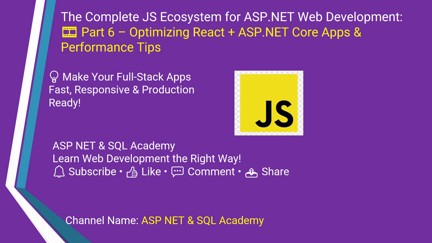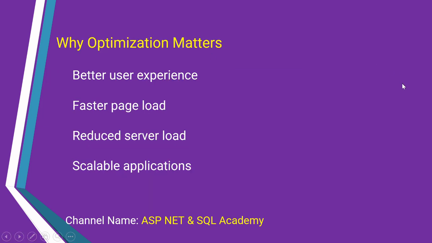In this part, we will learn practical optimization techniques for React and ASP.NET Core. You will discover tips to make your apps fast, scalable, and production ready. Optimization is key to delivering a smooth experience to users. Faster apps improve engagement, reduce server load, and ensure your application scales efficiently as traffic grows.